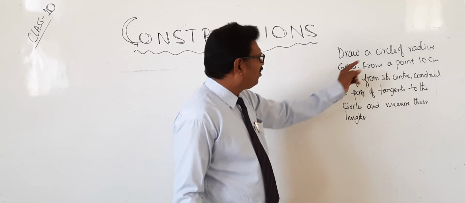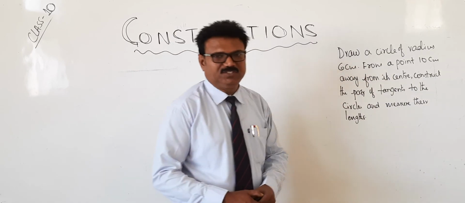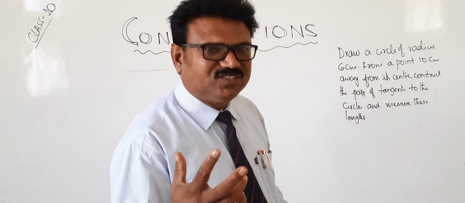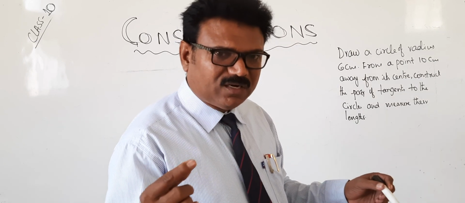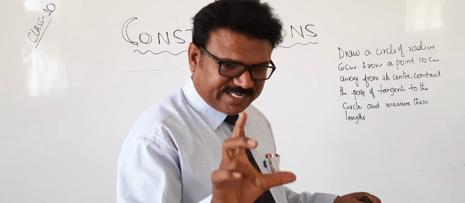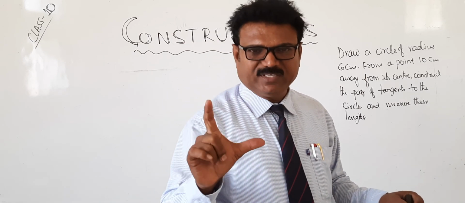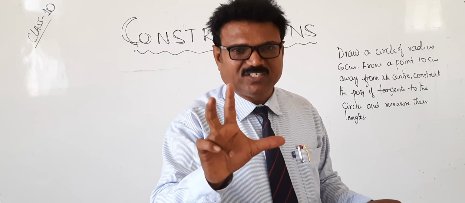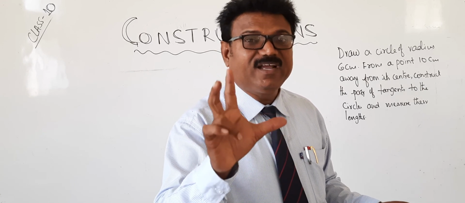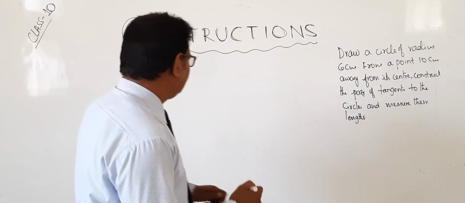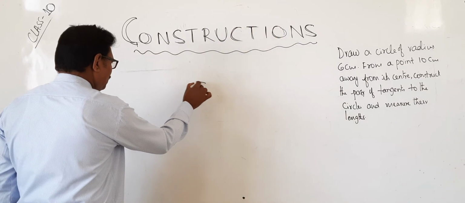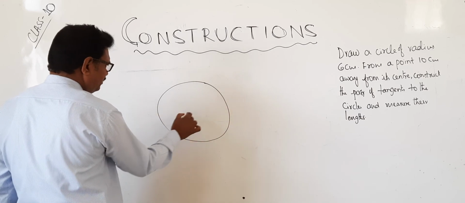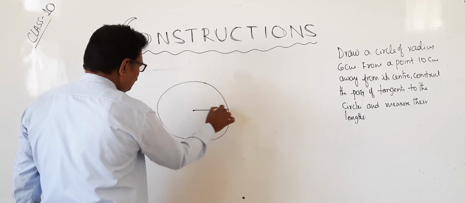Draw a circle of radius 6 centimeters. Please get ready with your weapons. Weapons means the instruments. Now take ruler and compass. Fix pencil to the compass. Take 6 centimeters radius. Be fast. Take 6 centimeter radius and draw a circle.